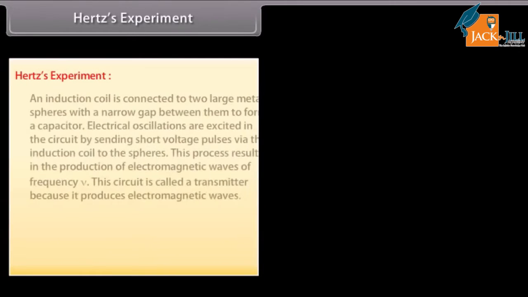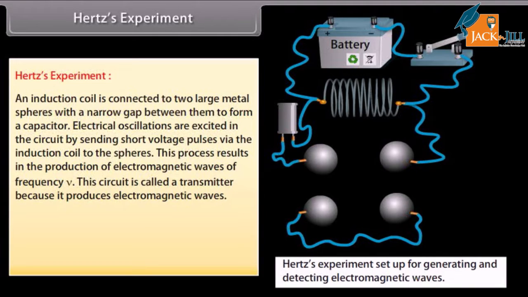Hertz experiment. An induction coil is connected to two large metal spheres with a narrow gap between them to form a capacitor. Electrical oscillations are excited in the circuit by sending short voltage pulses via the induction coil to the spheres, charging one sphere positive and the other negative. In this ionized state, the electrons and ions in the air gap oscillate back and forth with the same frequency nu as that of the circuit. This process results in the production of electromagnetic waves of frequency nu.